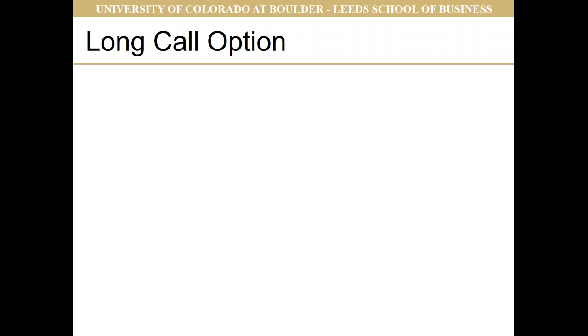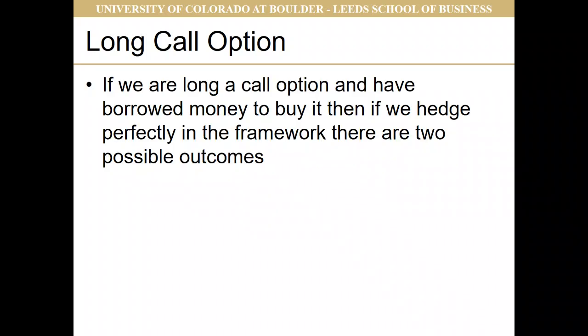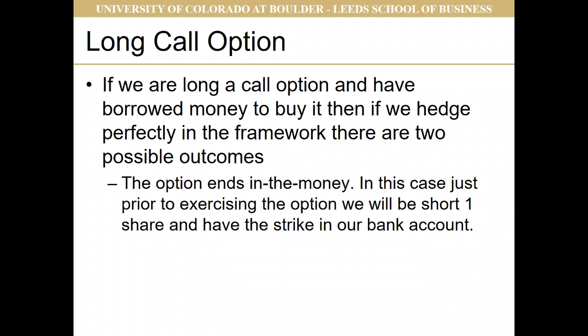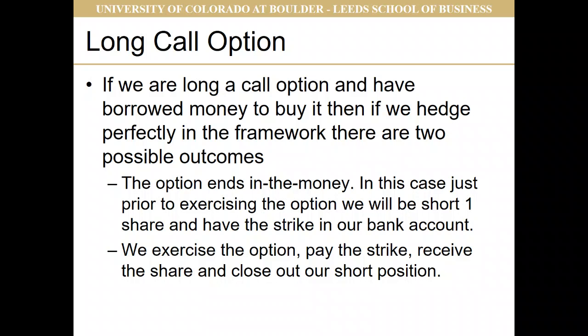Let's say, for example, we're long a call option. We've borrowed money to buy it at the fair value. If we hedge perfectly in the framework, there are two possible outcomes. First, the option could end up in the money. If it's in the money, we're going to exercise it. In this case, just before we exercise the option, we're going to be short one share, and we're going to have the strike in our bank account, meaning we have the dollar value of the strike in our bank account. We exercise the option. We pay the strike, receive the share, and close out our short.